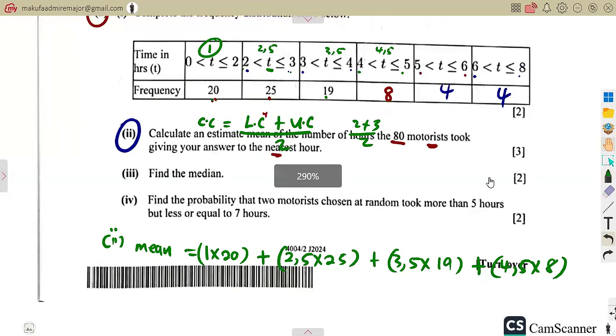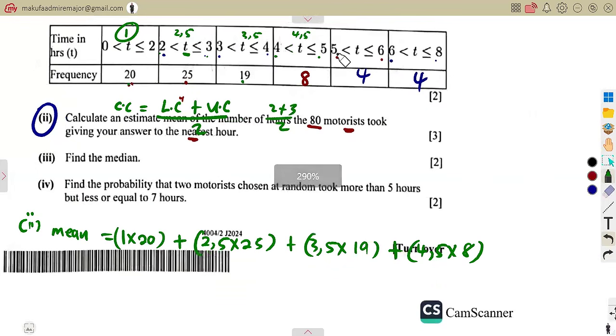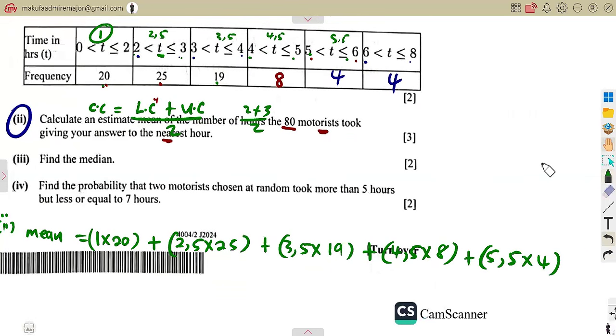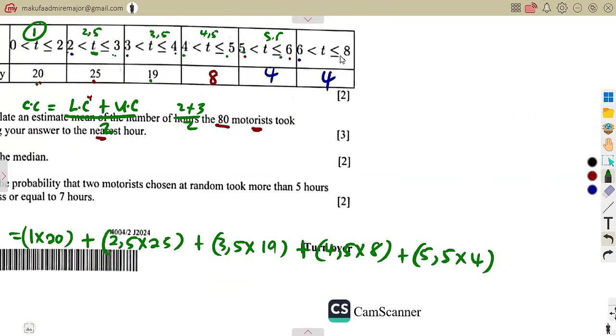You do the same thing, 5 to 6. You add 5 plus 6, 11, divided by 2, which is 5.5. So that is 5.5 times 4. You do the same thing for the last class, 6 to 8: you add 6 plus 8, 14, divided by 2, which is 7. So that's 7 times 4.